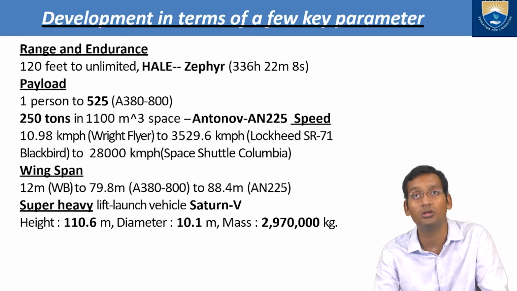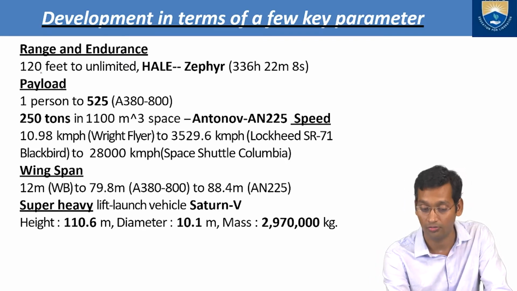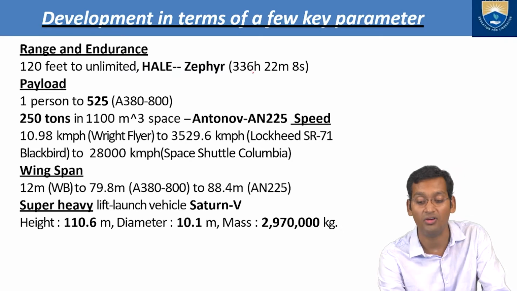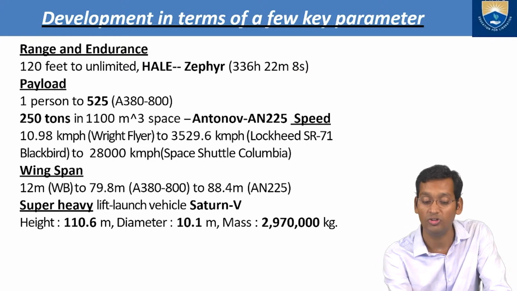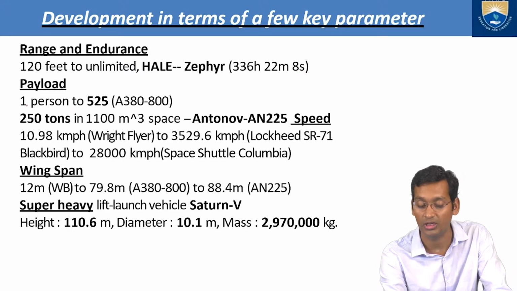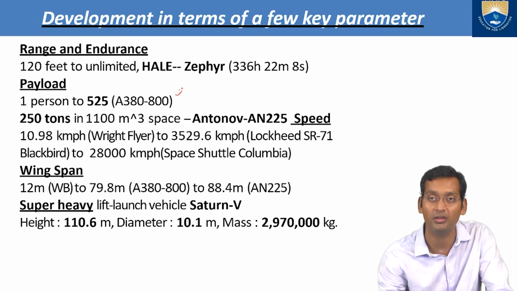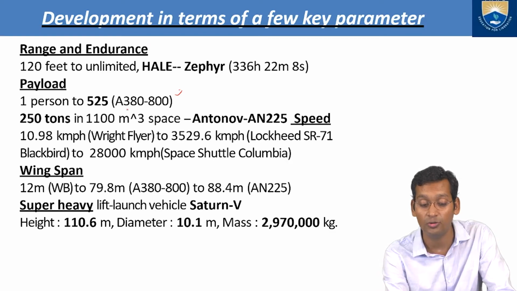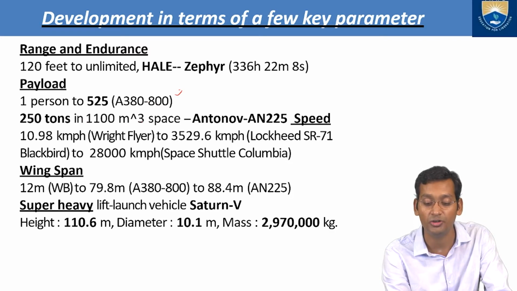Now some old ones, what they used at that time. So let's see, range and endurance of this one is 120 feet, unlimited. Okay, Hal Japier, the name, 336 hours 22 minutes 8 seconds. That was the flight time. How much payload is there? One person was there, to 525. Option is that A380-800. That flight we give the name according to that, like Boeing 737, Boeing 738. So same, A380. How much is their capacity?